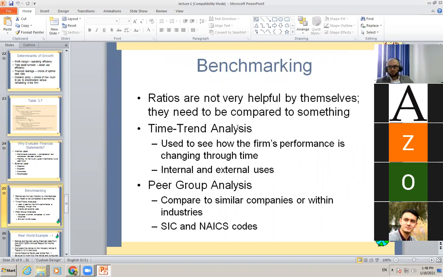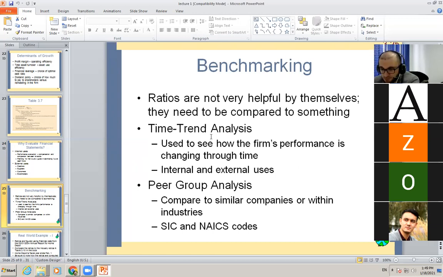Okay. Ratios are not very helpful by themselves. We already told this, and they need to be always compared with something, a benchmark. There are some other analyses that take place. Time trend analysis is used to see how the firm performs throughout time. You're trying to measure, like, from 2000 to 2015, within 15 years, how the performance has changed, how the profitability has changed, how the receivable turnover or inventory turnover changed. Or making the peer group analysis, which compares to similar companies within the same industry.